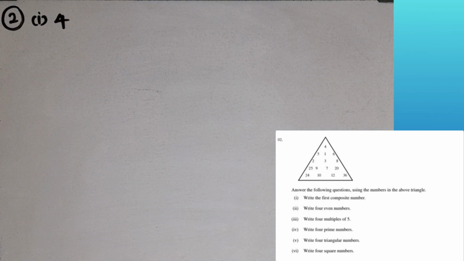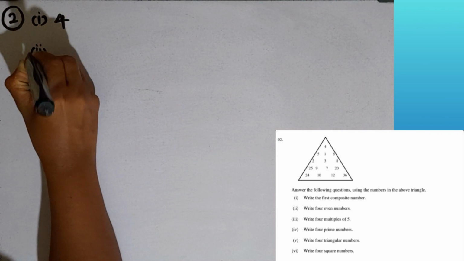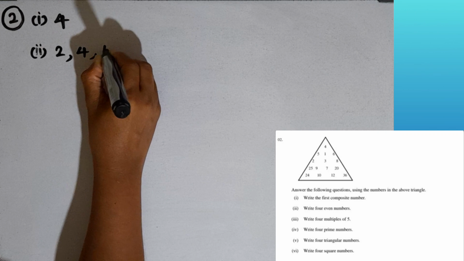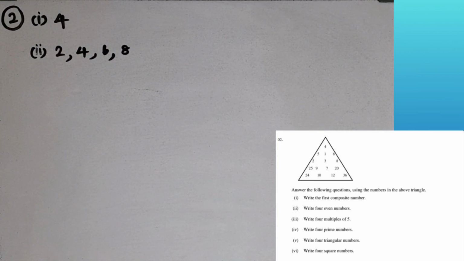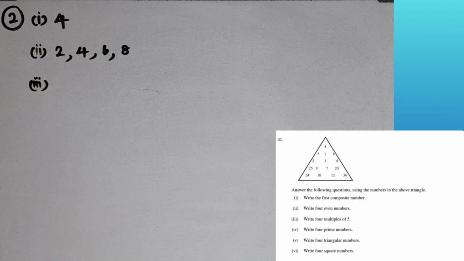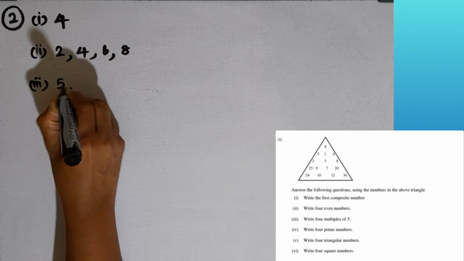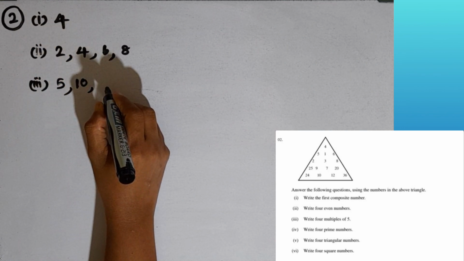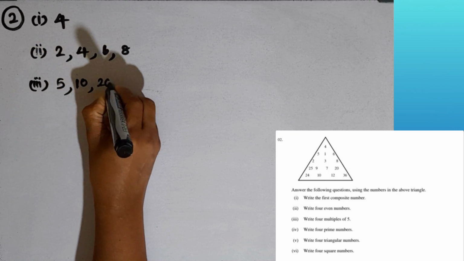Then second one, write 4 even numbers. Out of these we can select any even number: 4, 6, 8, 10, 12, 20. All are even numbers. 36, 24. Then 2 we have here. So you can write any of these answers: 2, 4, 6, 8 like that. Then third one, write 4 multiples of 5. The first multiple of 5 we have here is 5. Then 10 we have. Then 15. Then 20. We can write 20. Then we have 25.